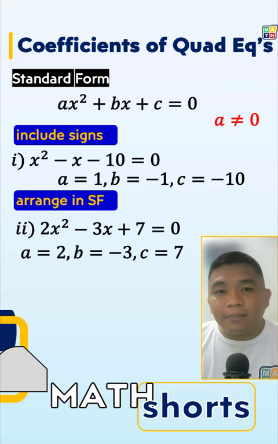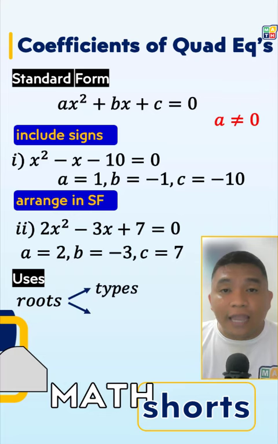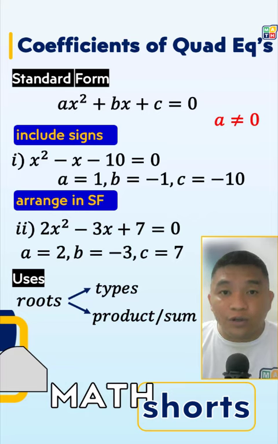Now, here are some important uses of coefficients. You can automatically analyze the following concepts when you are already sure of your coefficients. Number one, we can use the coefficients in determining the roots. Aside from that, we can also learn the types or behavior of roots. At the same time, the product and sum of those roots, even if we don't know what the roots are.